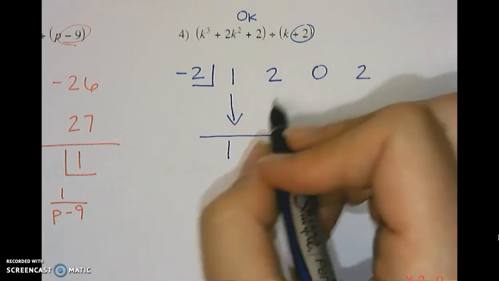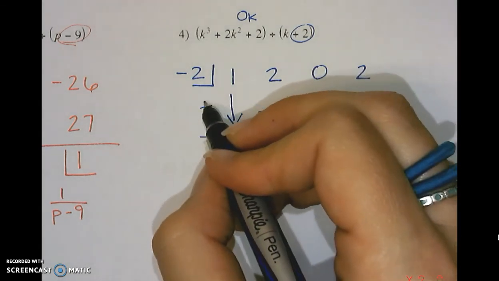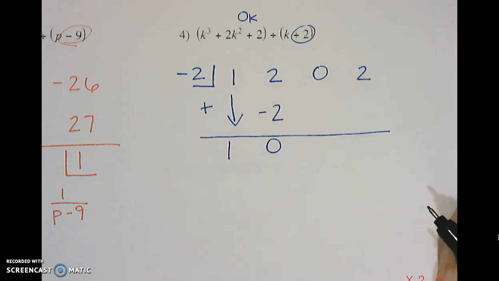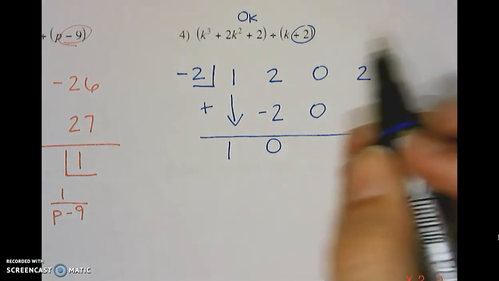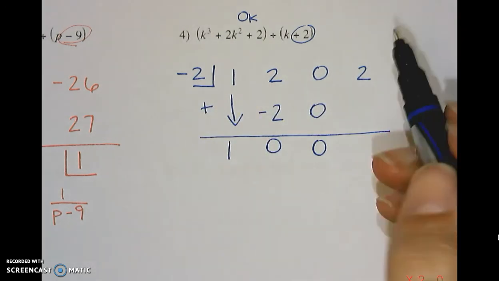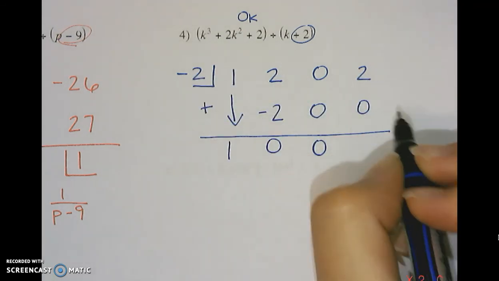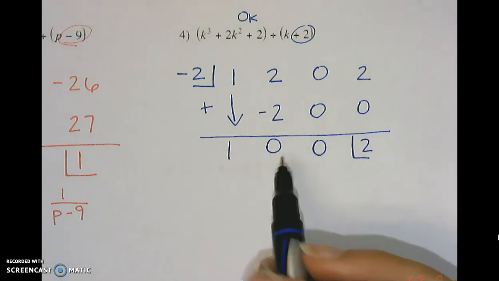Negative 2 times 1 is negative 2. Negative 2 plus negative 2, 2 plus negative 2 is 0. Negative 2 times 0 is 0. 0 plus 0 is 0. And then negative 2 times 0 is 0. 2 plus 0 is 2. So notice we have a lot of zeros here, and that's okay.